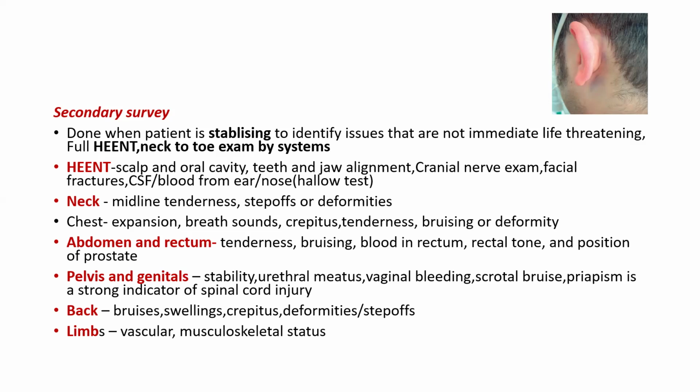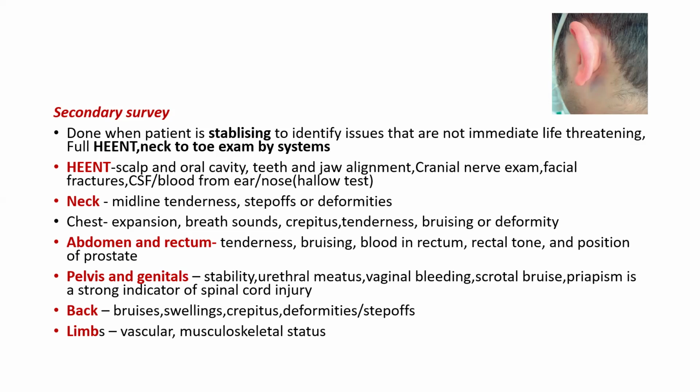For the abdomen and rectum, you're looking for tenderness, you're looking for bruising. Some bruising patterns could indicate serious abdominal injuries. You're looking for blood in the rectum. You're looking for the tone in the rectum. If you are losing tone in the rectum, that could mean that you have a spinal cord injury. You're looking for the position of the prostate.